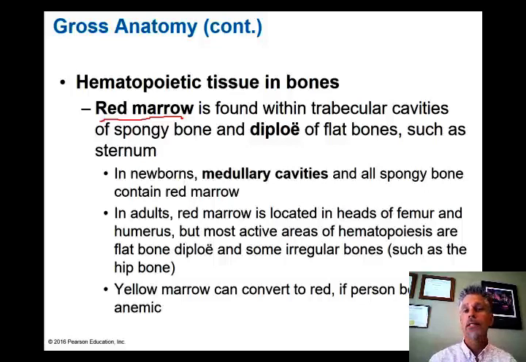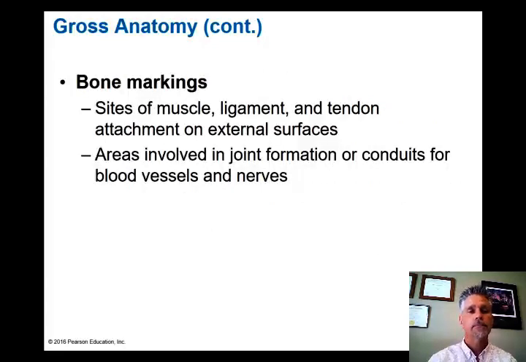Yellow marrow, like we said, is basically energy storage, but the interesting thing about it is that yellow marrow, under certain circumstances, can be converted into red marrow. Basically, the red marrow can displace the yellow marrow if we need some more, like if you're anemic.